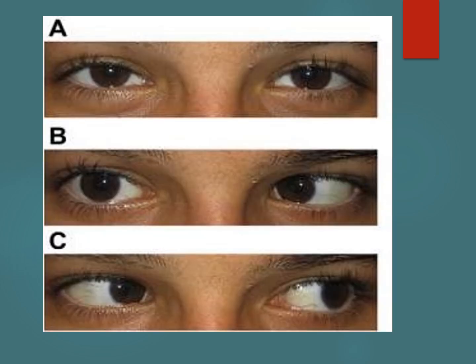This is a picture of a patient with right sixth nerve palsy. In slide B, one can clearly see that the right eye is not abducting.